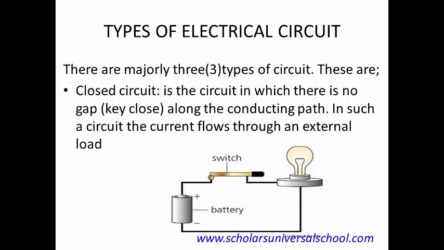Now, majorly, we have three types of circuits. The first type of circuit we're talking about here is the closed circuit. Now, this is a path given for electric current to flow. Now, a closed circuit is the kind of circuit in which there is no gap. The key is usually closed. When we say there is no gap, it means the key or the switch is closed along the conducting path. Now, in such a circuit, the current flows through an external load. When the circuit is closed, current flows through an external load connected to the battery or the cell.